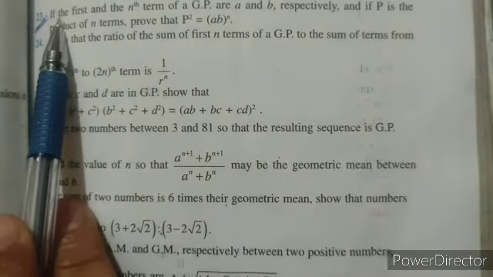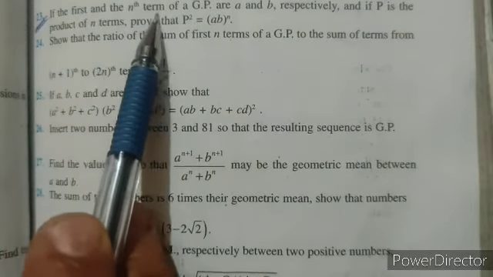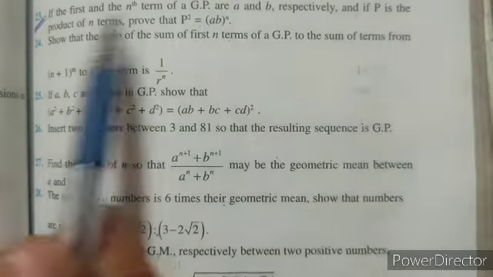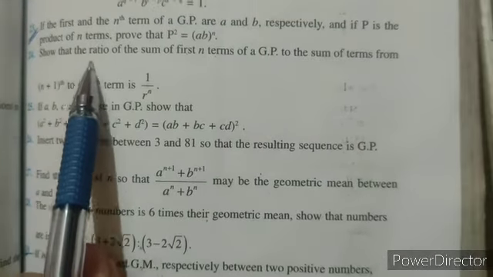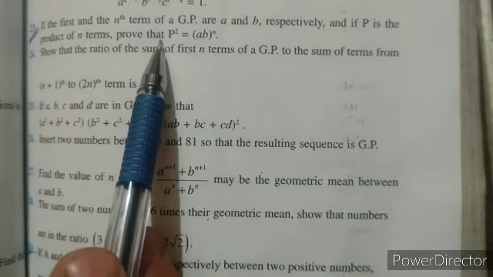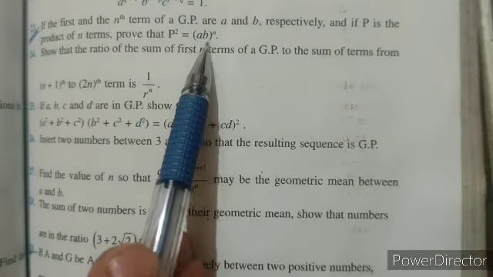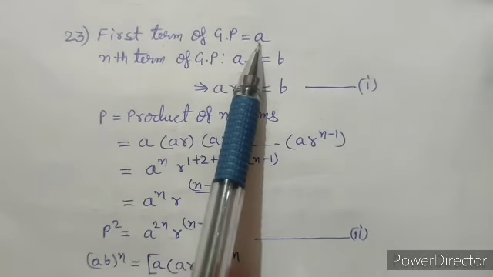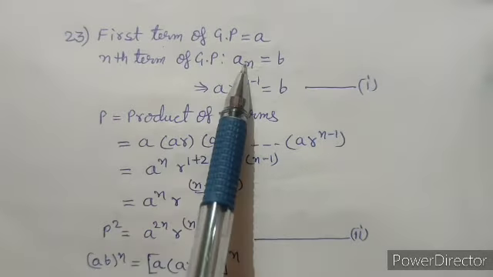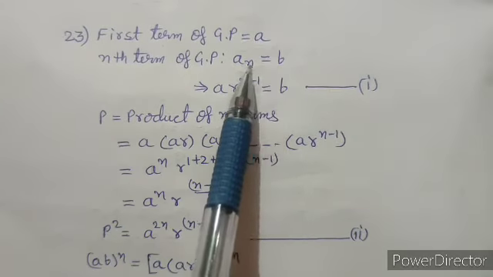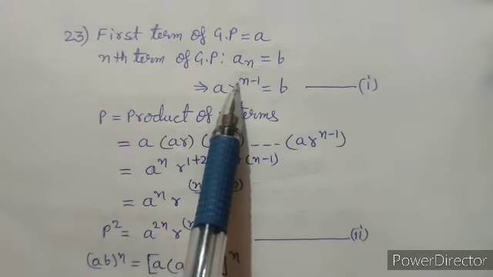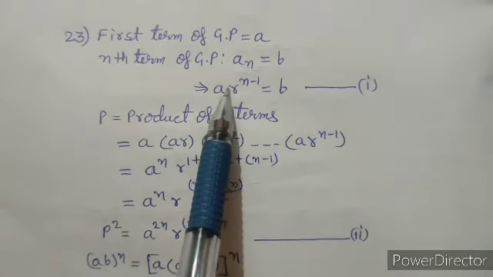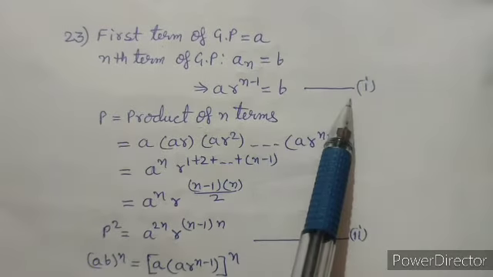Now in question number 23, if the first and the nth term of a GP are A and B respectively, and if P is the product of n terms, then we have to prove that P square is equal to (AB) raised to power n. Here the first term of GP is given to us as A and the nth term of GP, that is An, is equal to B. As we know that An is equal to AR raised to power (n minus 1), so An equal to B will give us AR raised to power (n minus 1) equal to B.